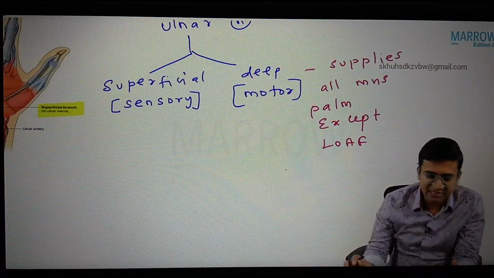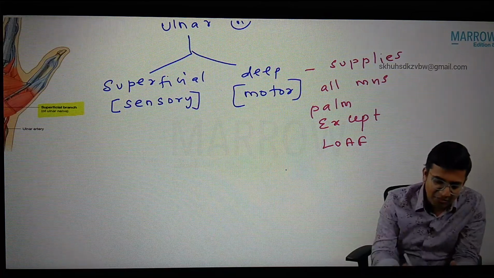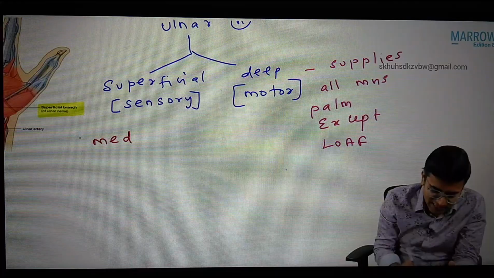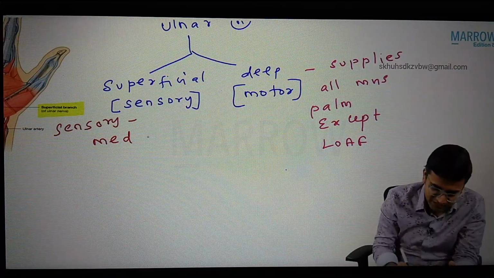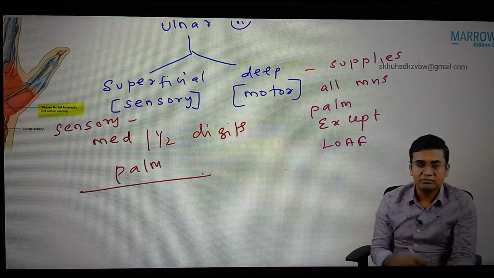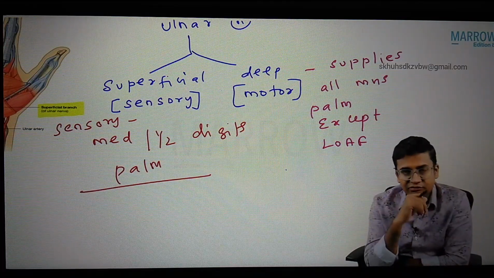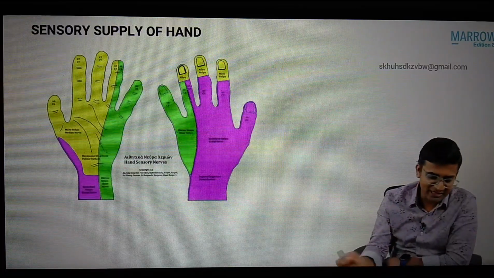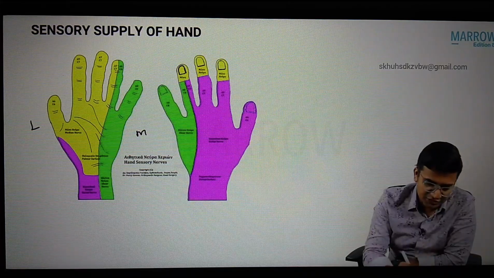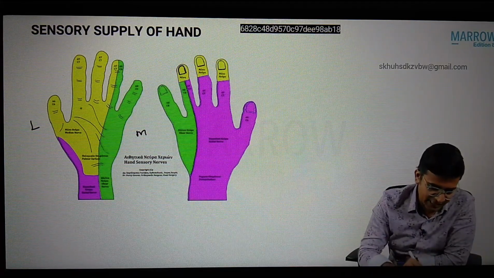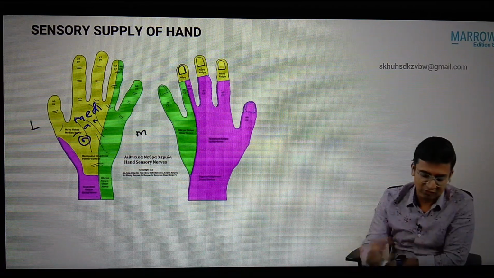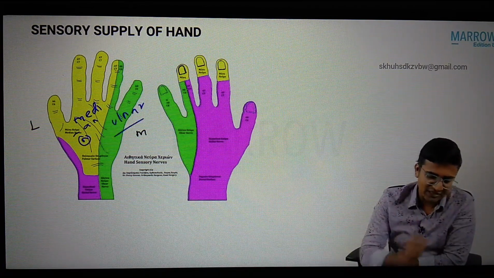Now the superficial branch, the sensory branch, supplies the medial 1.5 digits, sensory supply. So it carries sensory fibers to the medial 1.5 digits on the palmar side. The lateral 3.5 digits' sensory supply is by the median nerve. Yes, already we know this. So this is the middle side, lateral side. This area, the lateral 3.5 digits, is supplied by sensory fibers carried by the median nerve, and the medial 1.5 digits by sensory fibers carried by the ulnar nerve.